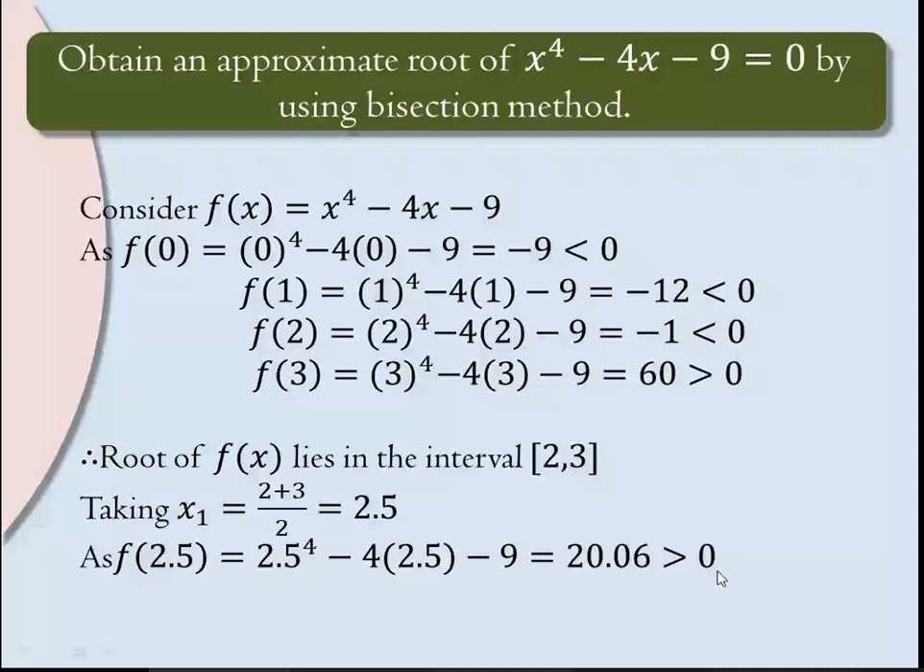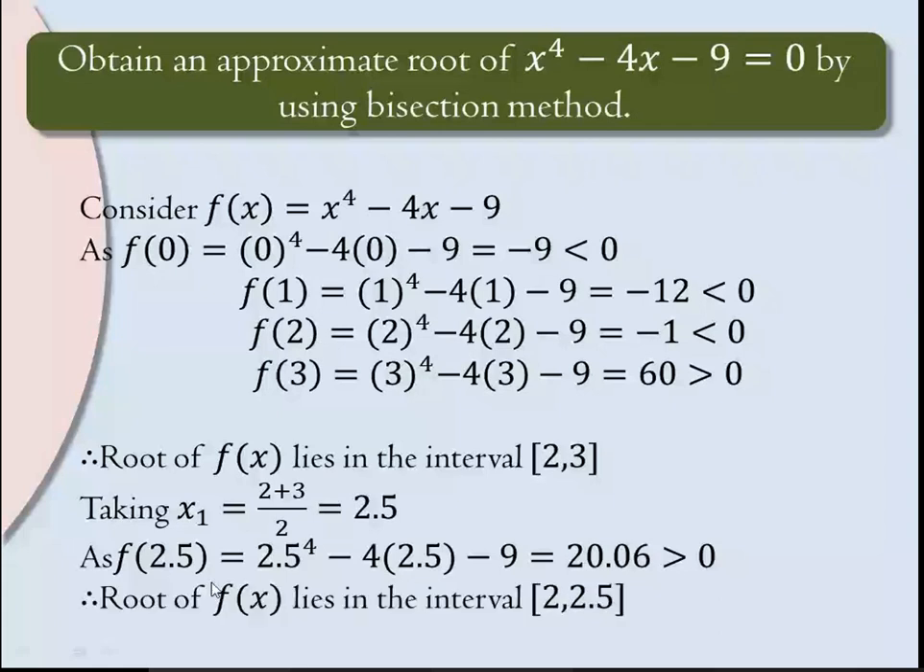Now what is the value of f of 2? Negative. Value of f of 3? Positive. And f of 2.5 is positive. So the root cannot be between these two positive values. The root must be between one negative and one positive value. So what must be the next interval? It must be between 2 and 2.5. Check for the opposite signs. This is positive, this is positive, so the root cannot be between 2.5 and 3. This is negative, this is positive, so the root must be in this new interval, 2 and 2.5.